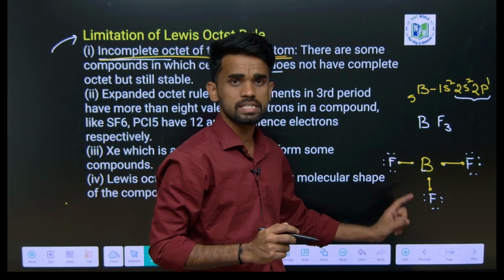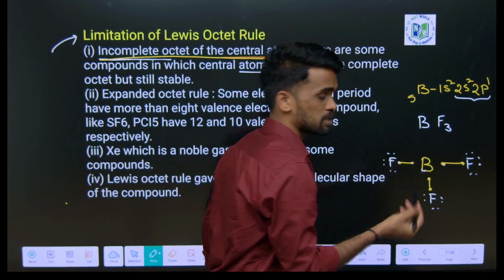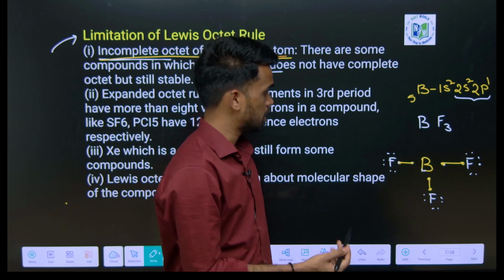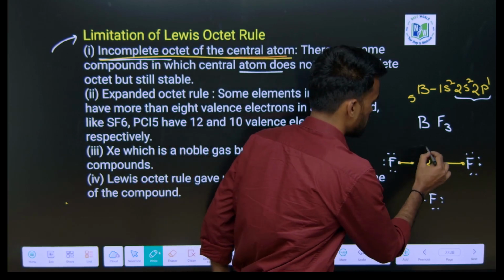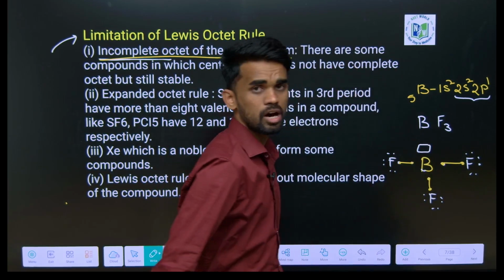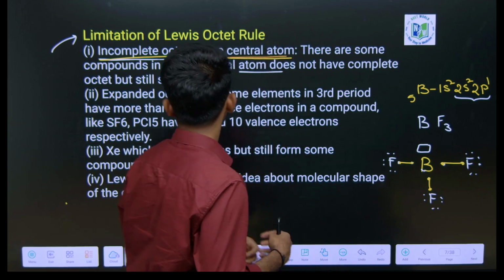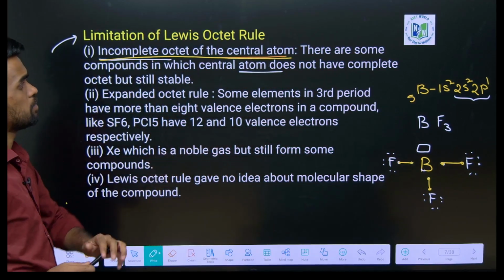But this molecule exists, and he was unable to explain the reason behind this. So we can consider it as what? It is a limitation for his rule. Here we have an empty orbital. We will discuss this empty orbital in the next class. Okay, so this is one example we can say.